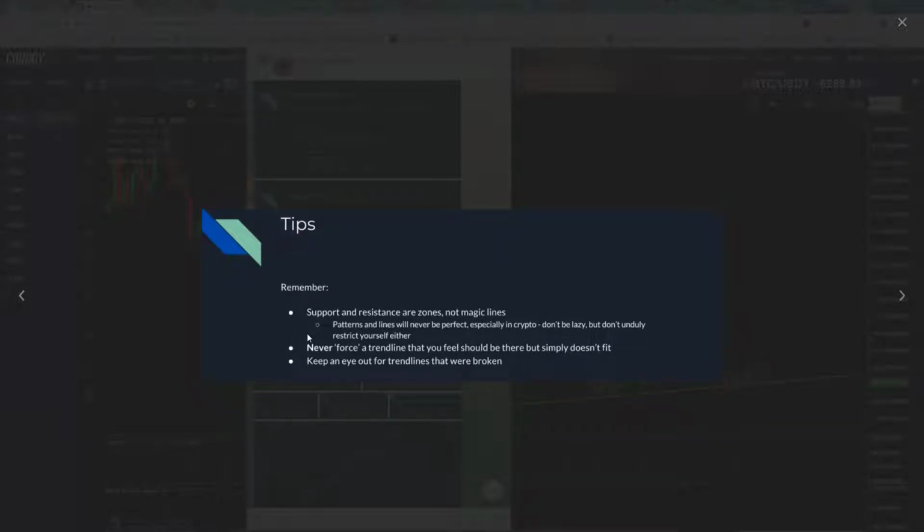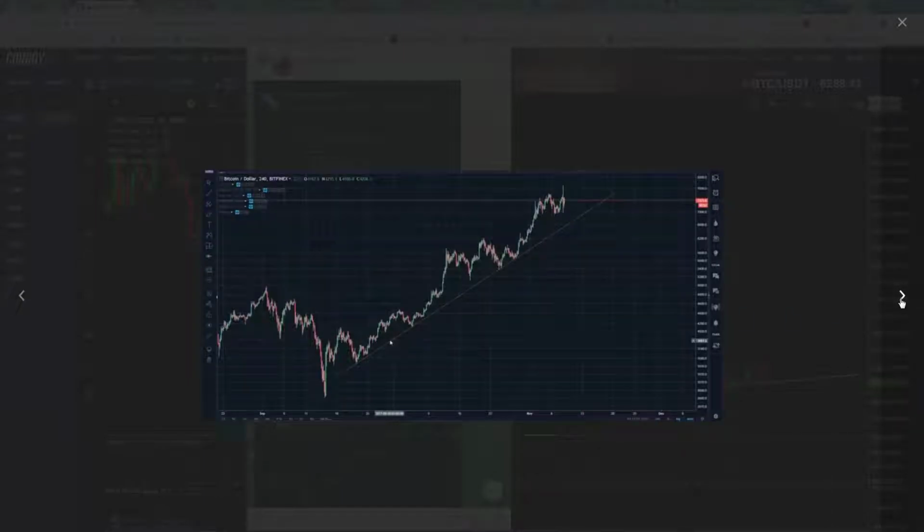Support and resistance zones are zones, not magic lines. These patterns and lines will never be perfect, especially in crypto. Never force a trend line that you feel shouldn't be there, that just doesn't fit. Keep an eye out for trend lines that were broken. These trend lines are super important.